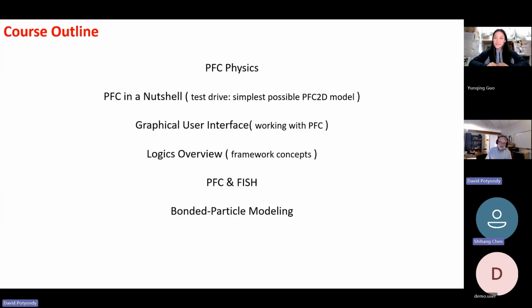And then we're going to talk about this thing I call logics, which isn't actually a proper English word, but I like the word.